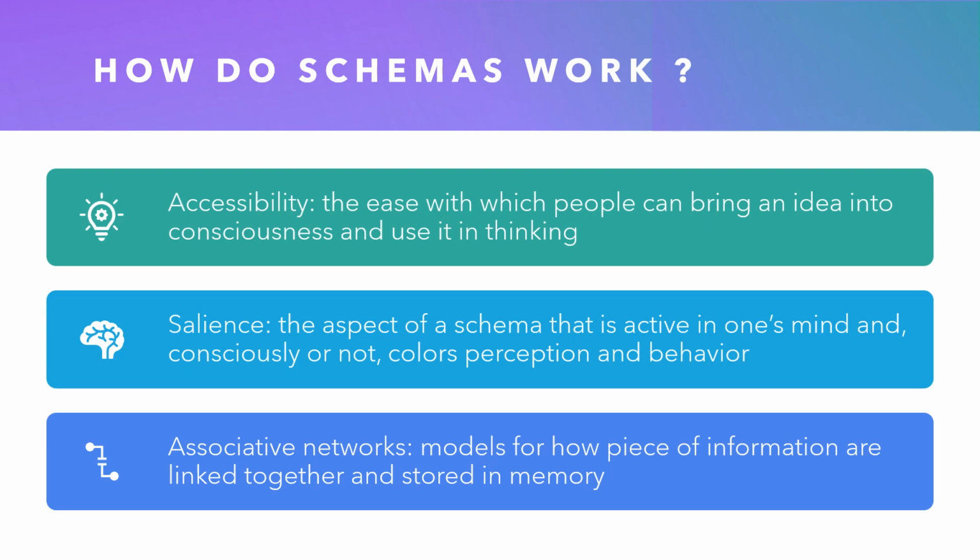Finally, we have the idea of associative networks. These are models for how pieces of information are linked together and stored in memory. And the thing about associative models is that bringing one concept to mind can theoretically prime others, even without consciousness, which is an interesting idea. The idea of associative networks is all over social psychology, and what you'll find is that a lot of research, especially in the 80s and 90s, was really focused on coming up with these really cool and almost sexy ways of priming an associative network.